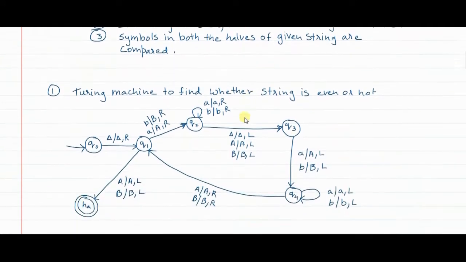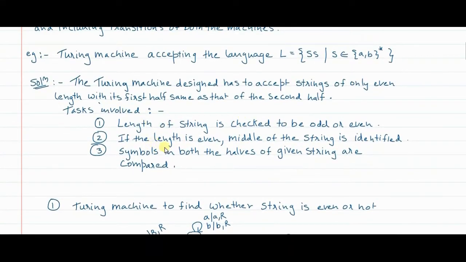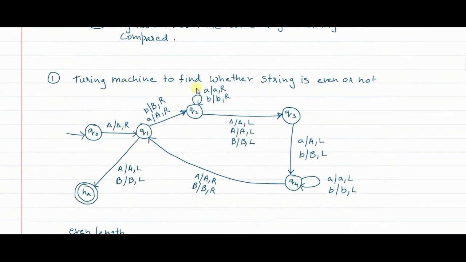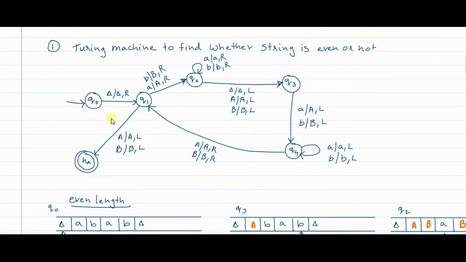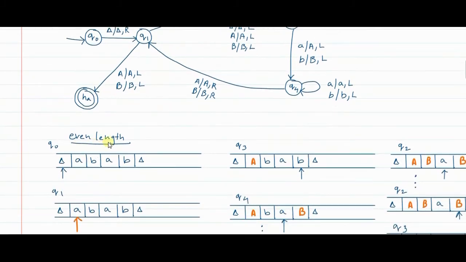Okay, so we have to break this problem into smaller Turing machines. This is the first Turing machine that we have designed, to find whether the string is odd or even. The machine is simple, but we will take up a problem and trace this Turing machine, so we understand what exactly it does. Suppose the even length input string given to us is ABAB. This is a valid string in the language SS. If S is AB, then SS will be ABAB. So let's say this is a valid input string.